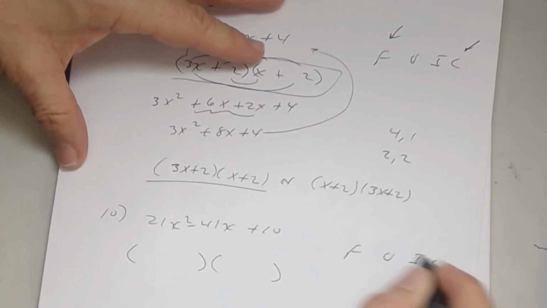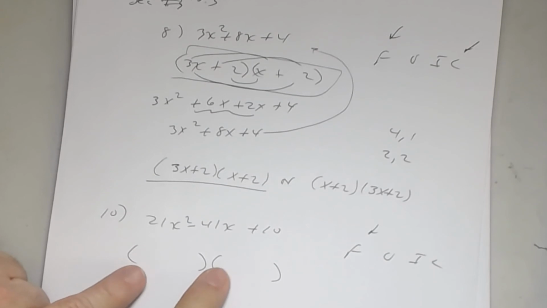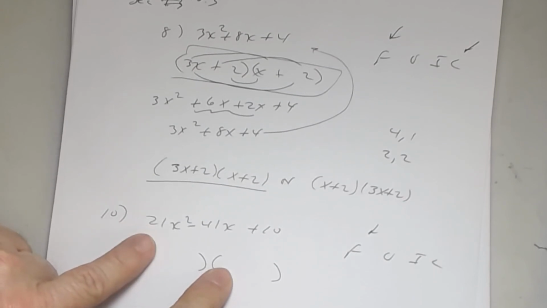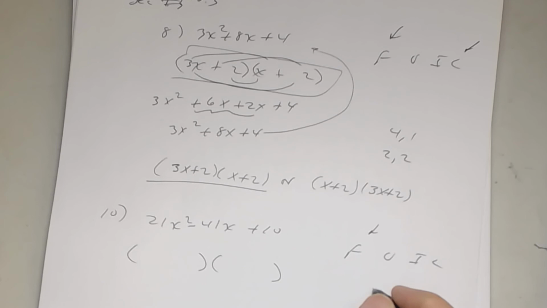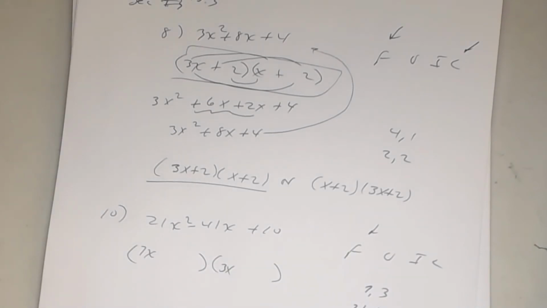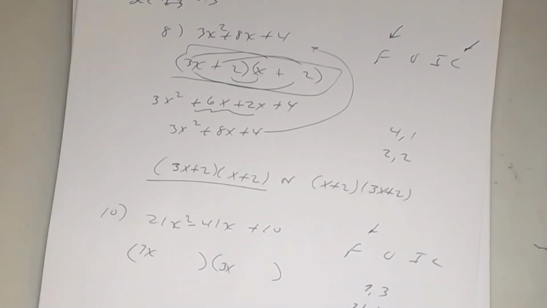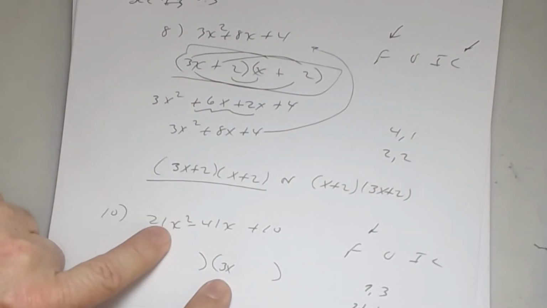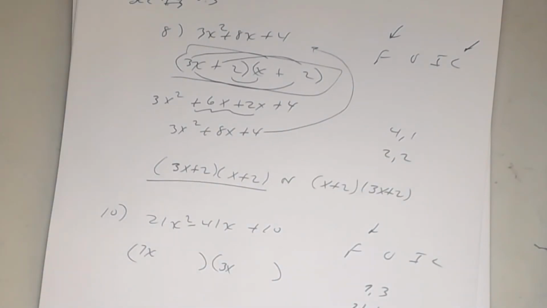FOIL. Let's look at F first. I want 2 factors whose product is 21x squared. What are the possibilities of 21 first? 7, 3, 21, 1. What do you want to try first? 7, 3. It does not matter if you put 7x first or 3x first. It does not matter. Trial and error. Let's put 7x first, but it does not matter. Okay. Now, that takes care of the F. So far I'm okay, because 7x times 3x is what? 21x squared. So far, I'm good.